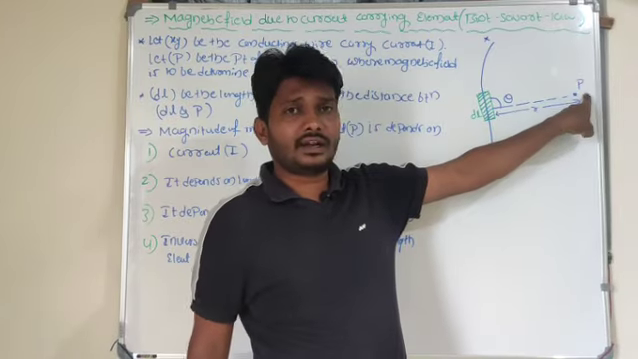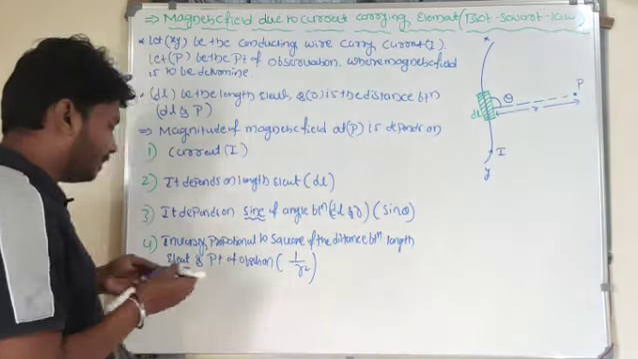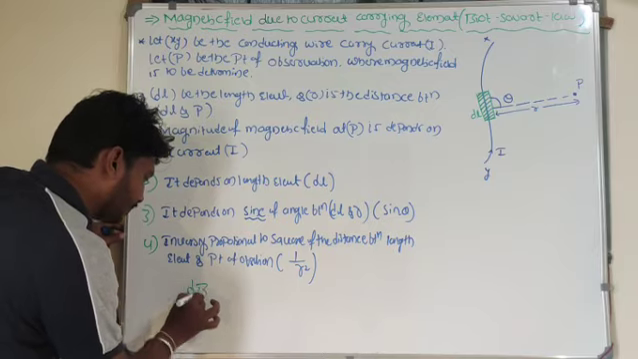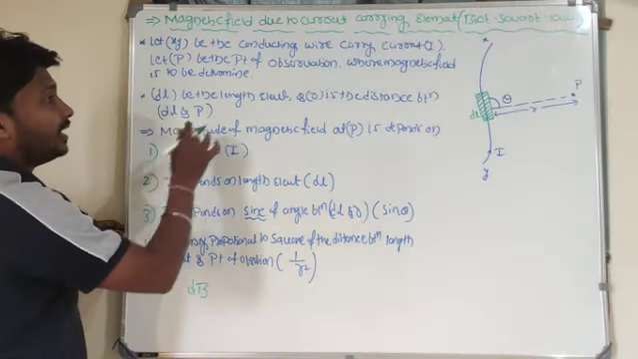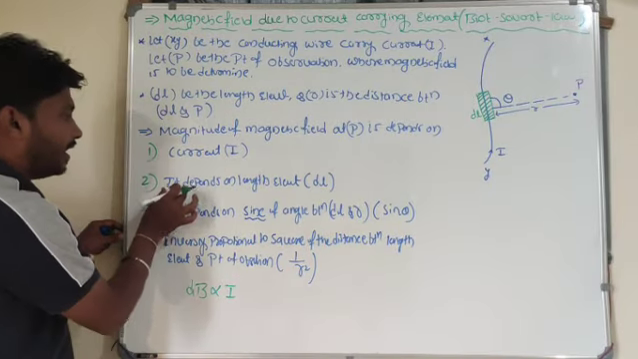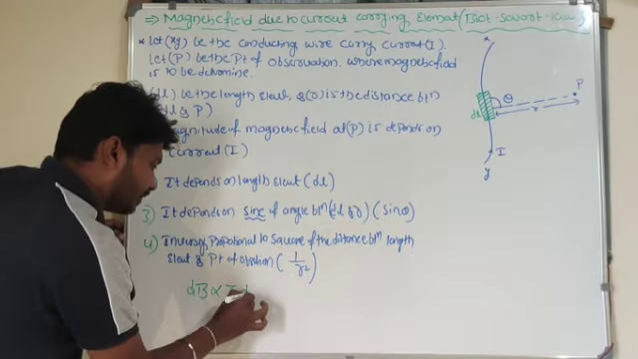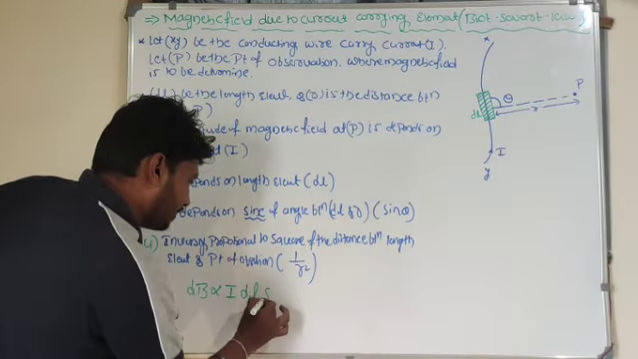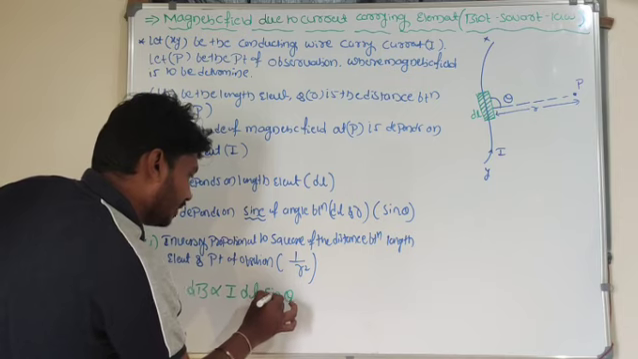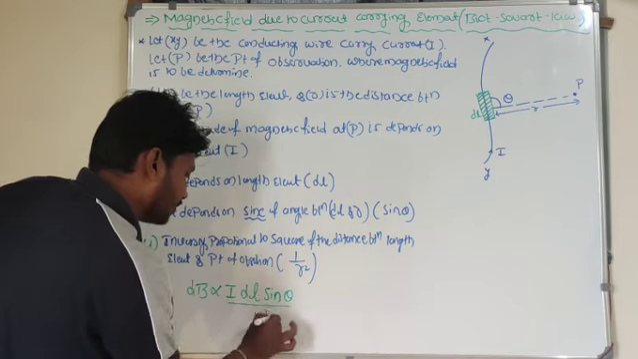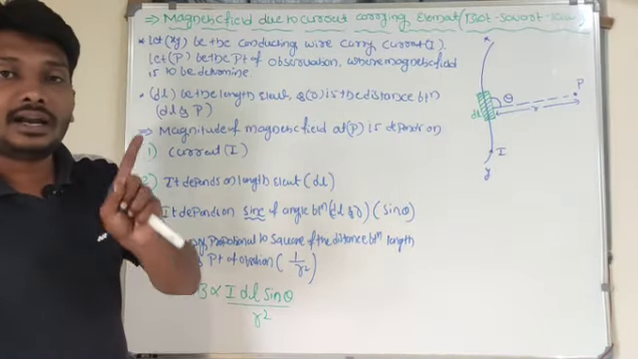Magnetic field is represented by the symbol B, and a change in magnetic field you can take as dB. The magnetic field at point P is directly proportional to current, directly proportional to length element, directly proportional to the sine of the angle between the length element and the line joining, and inversely proportional to the square of the distance between them.